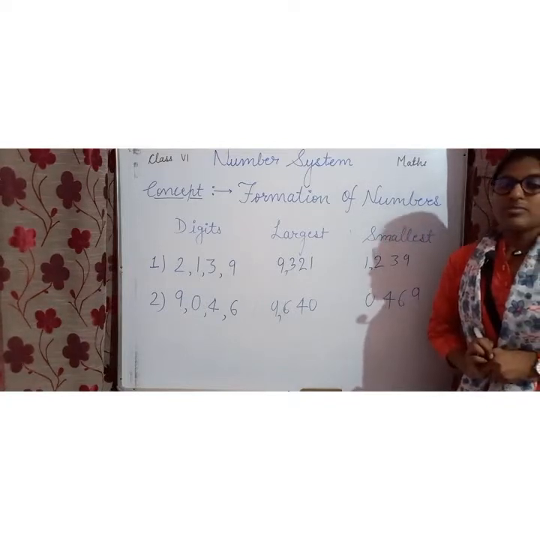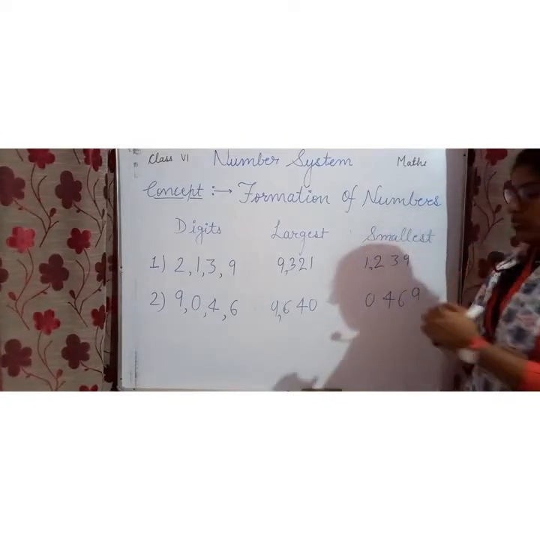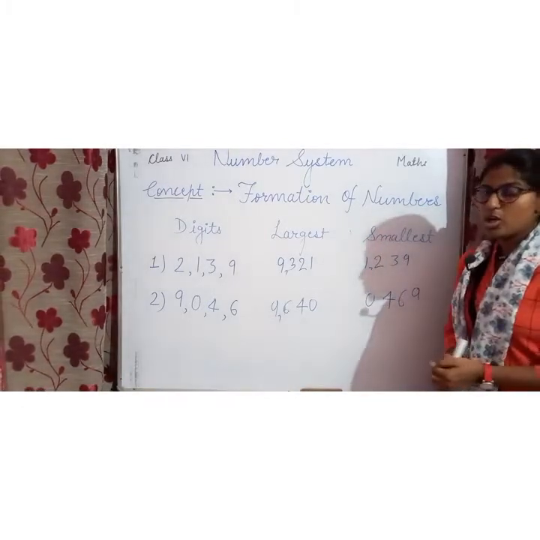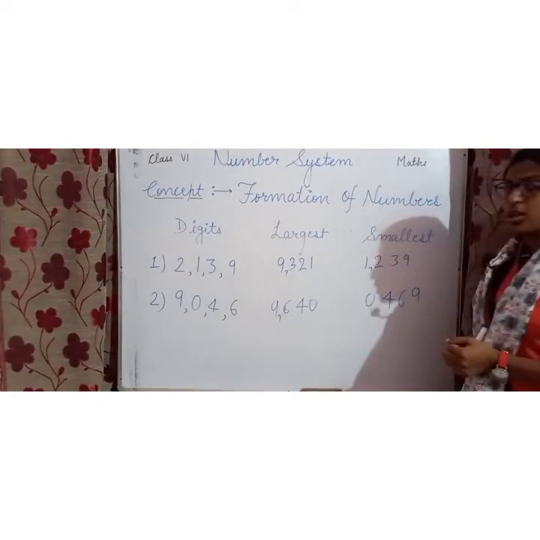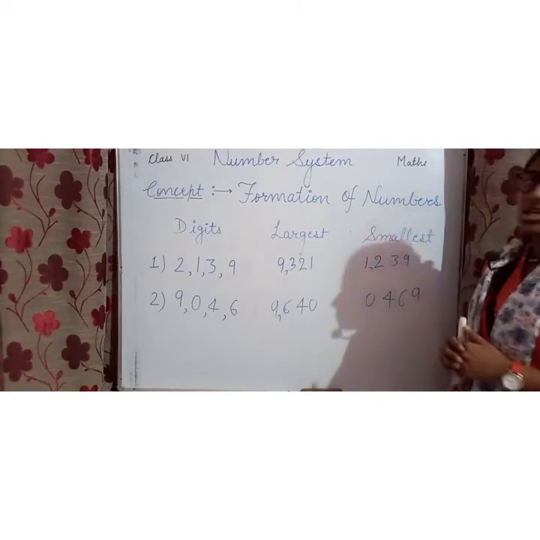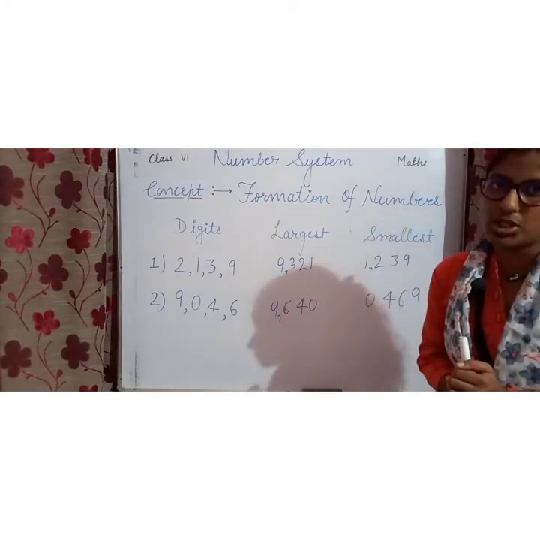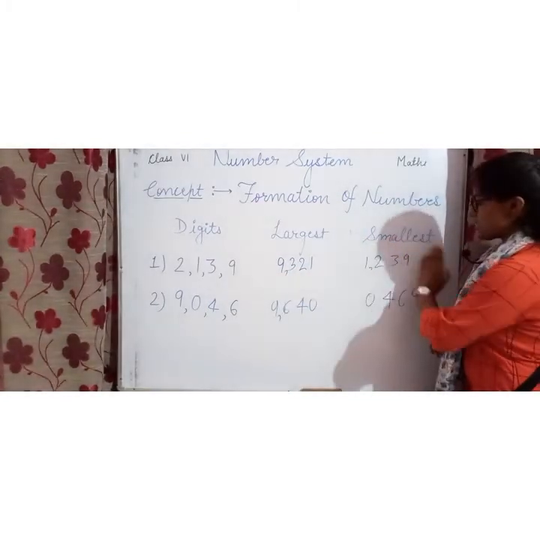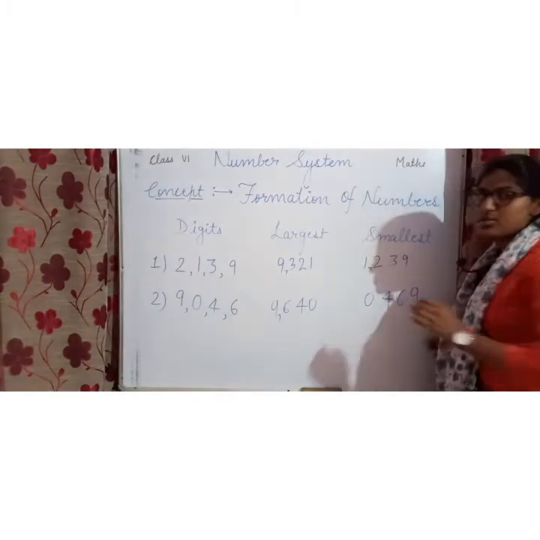Now, some students have questions in mind, ma'am, we are putting 0 here. No value of this 0. So how can we form the number? You can form the number in this way because the question is not asking how many digits the smallest number needs. The question is saying only smallest number. When the question is saying smallest number, we can form this smallest number.